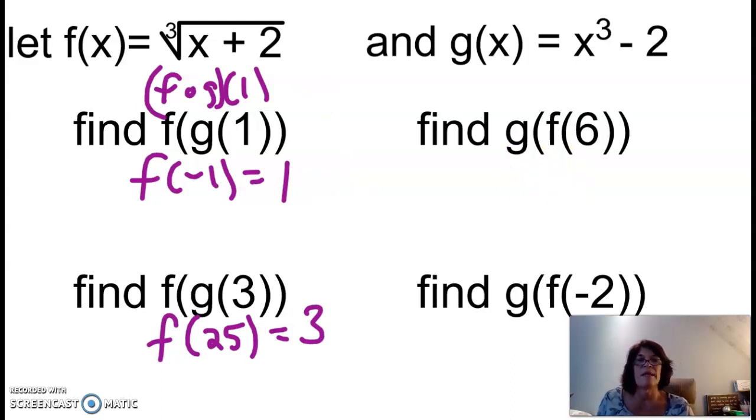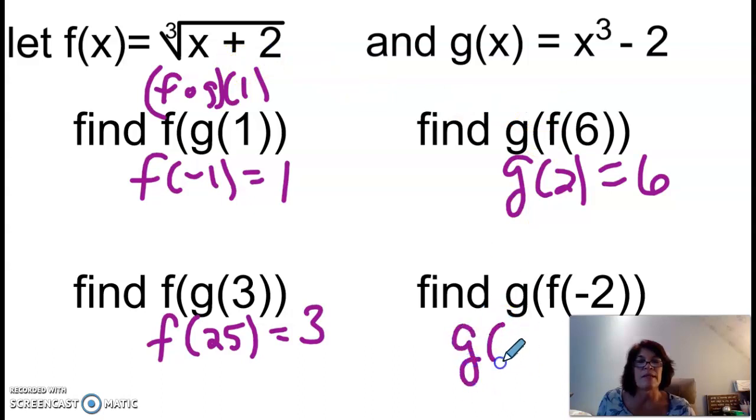So that means that I need to take g of 2. 2 in the g function, 2 cubed is 8. That's 2 times 2 times 2. Yep, 8 minus 2 is 6. f of -2, I'll put -2 in here. -2 plus 2 is 0. Cube root of 0 is 0. So this is really asking me for g of 0. I'll put 0 in here. 0 minus 2 is -2.